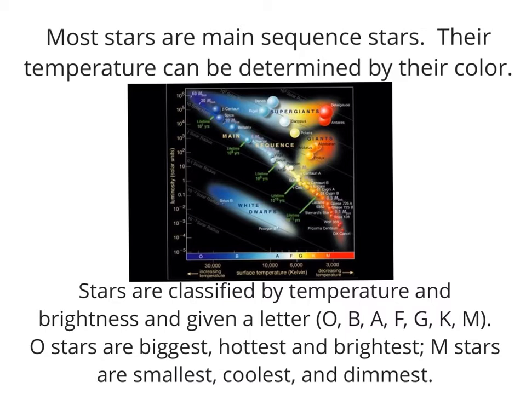For example, we can determine the temperature of a star based on its color. Now, stars are classified by their temperature and their brightness, and we give them letters. So there's O stars, B stars, A, F, G, K, and M stars. In that classification system, O stars are considered the biggest. They're also the hottest and the brightest. And then M stars are the smallest and the coolest and the dimmest. But remember, these are still stars. They're still undergoing nuclear fusion. So even a cool star is pretty darned hot.